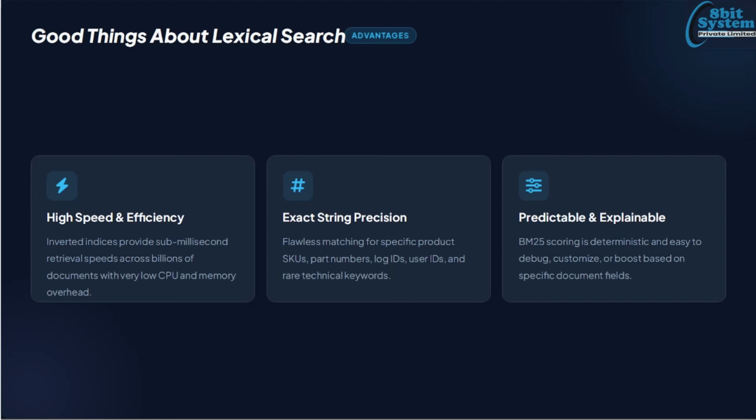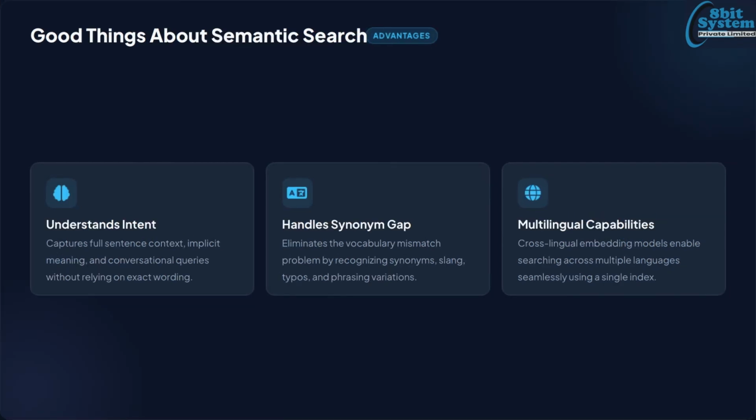Okay, now let's see why semantic search has become so popular. So, it is popular because it has different advantages. Like the first advantage is understanding intent. Semantic search captures the full sentence, context, implicit meaning, and conversational queries without relying on exact wording.